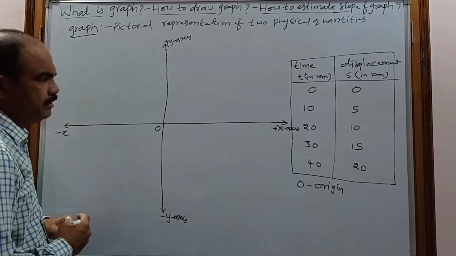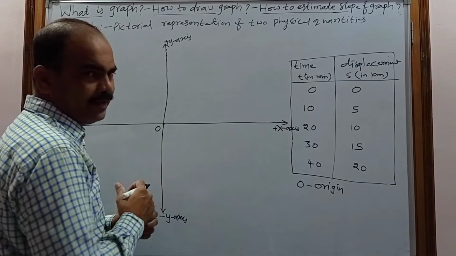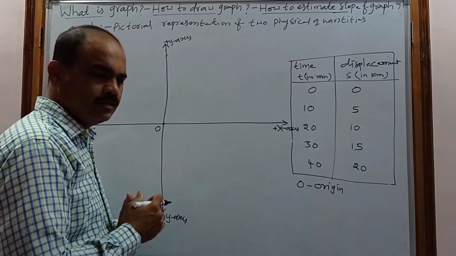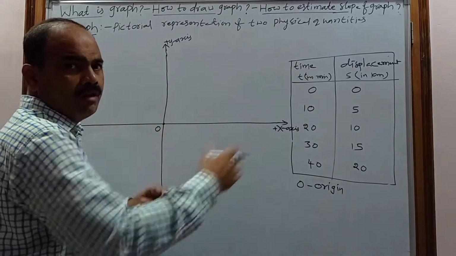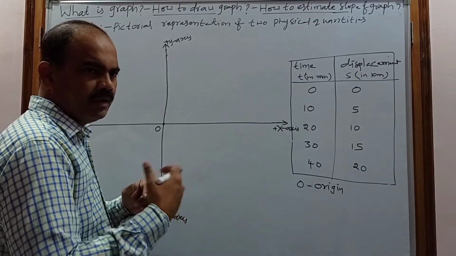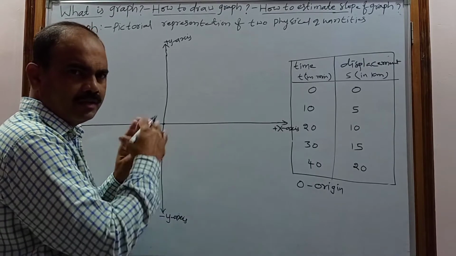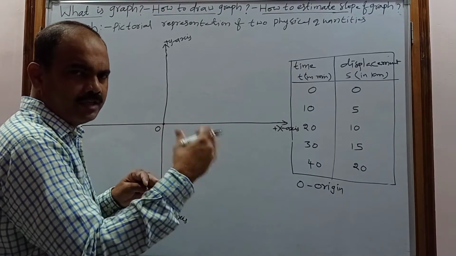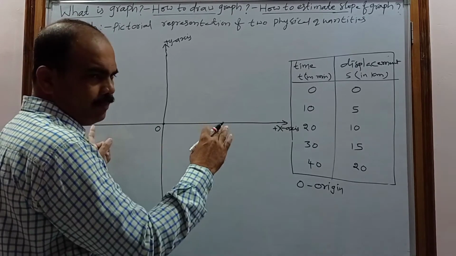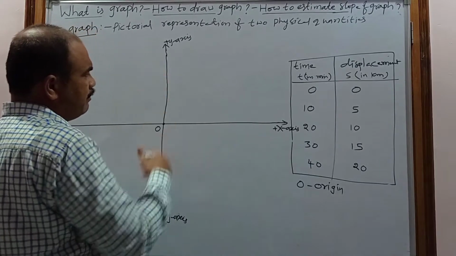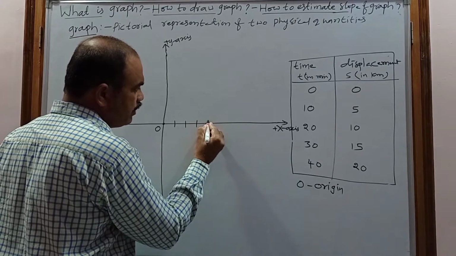Negative y-axis. So after drawing these two perpendicular lines, the x-axis and y-axis, we have to divide the x-axis and y-axis into equal parts. If the graph is drawn on graph paper, there is no need to divide, because the graph paper is already divided into equal parts. But when you are drawing the graph on plain paper, you have to divide the x-axis and y-axis into equal parts or equal divisions.